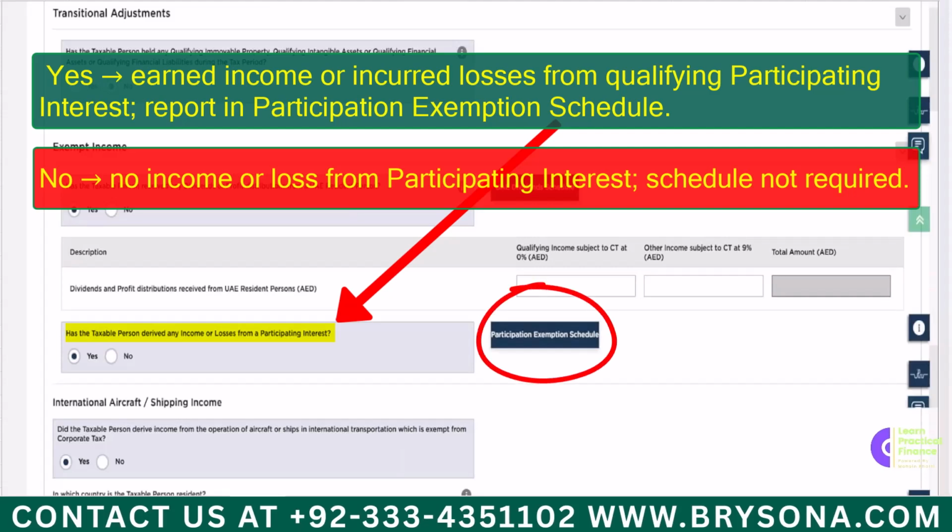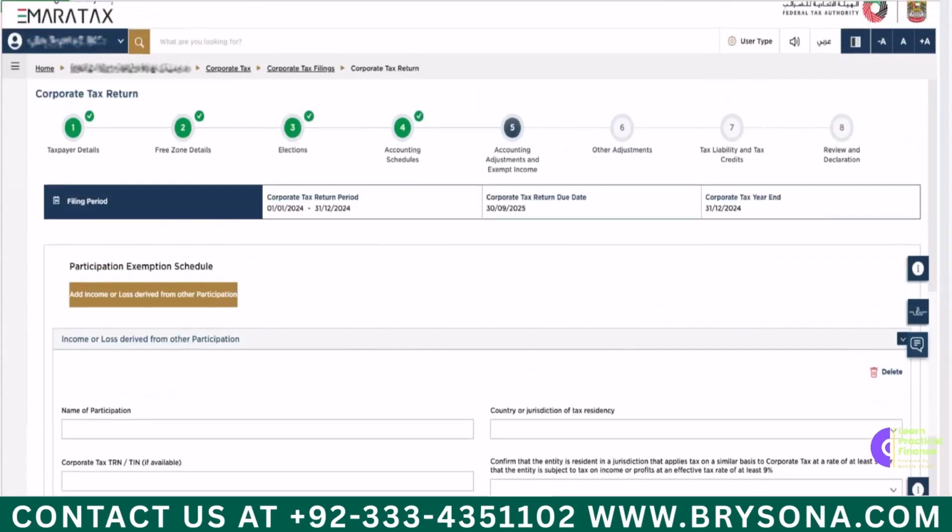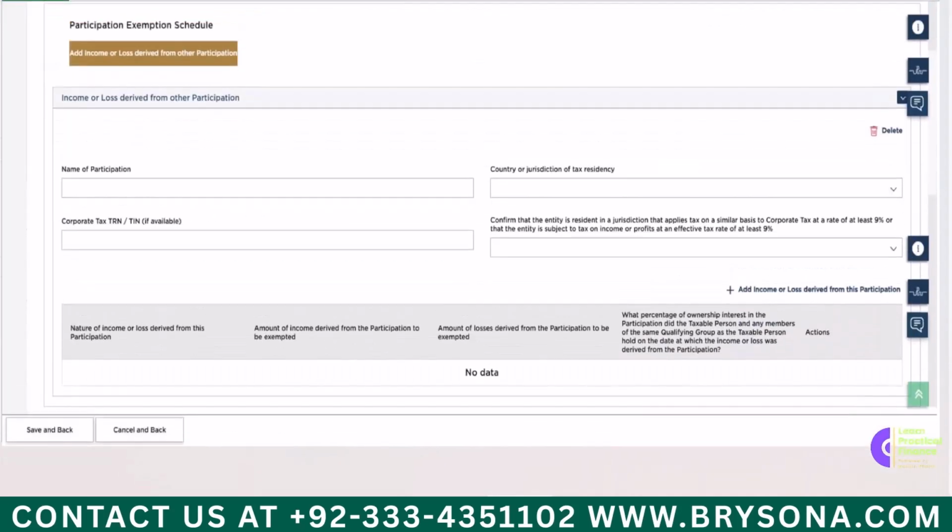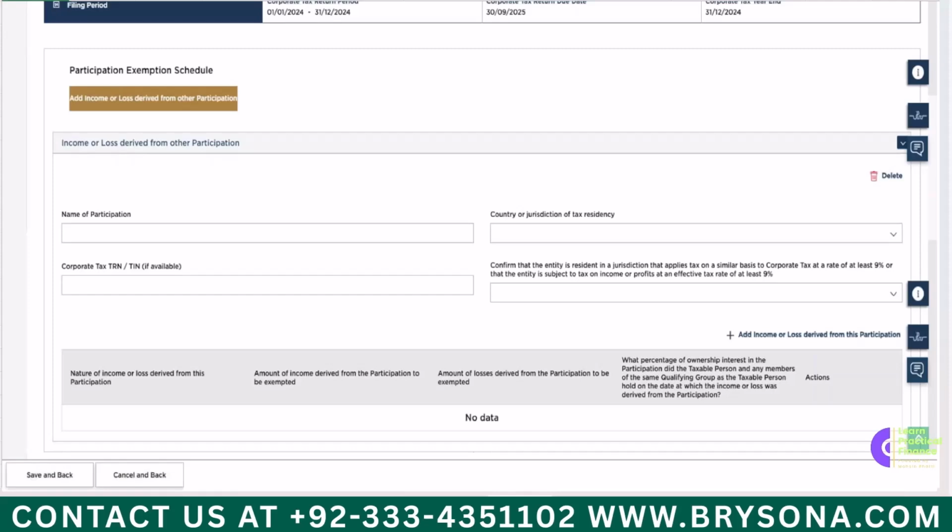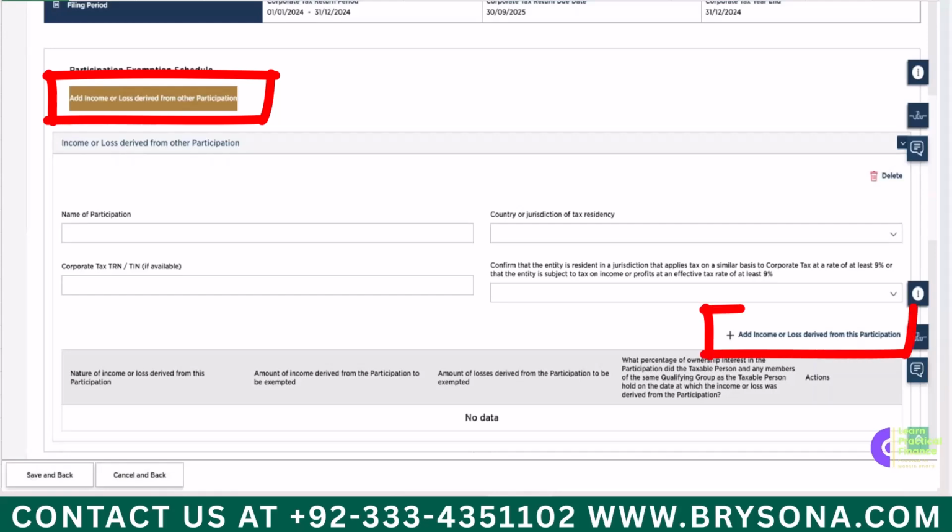Just click here, participation exemption schedule. A window like that will be in front of us. In the current window, two options are main. The first one is add income or loss derived from other participation, and the second one is add income or loss derived from this participation. For adding income or loss derived from other participation, you have to answer four questions. The first one is the name of participation. The second one is the country or jurisdiction of tax residency of that participation. The third one is the corporate tax registration number, if available, of that participation.